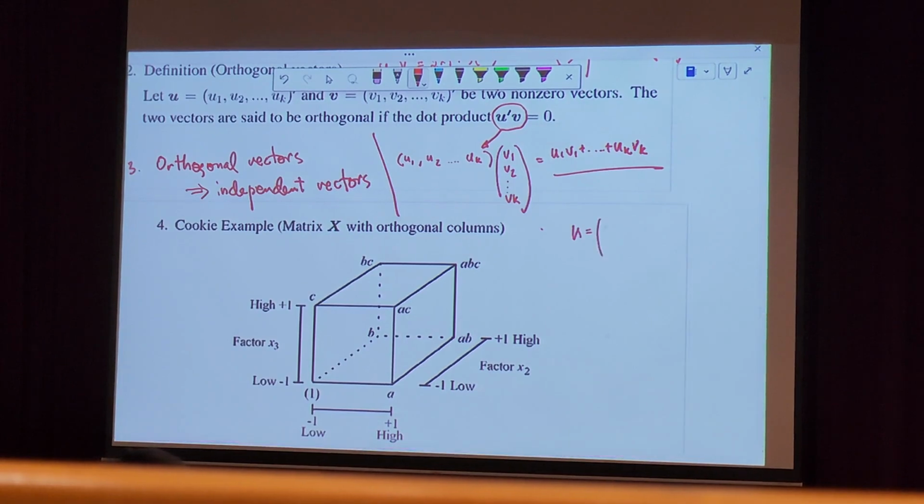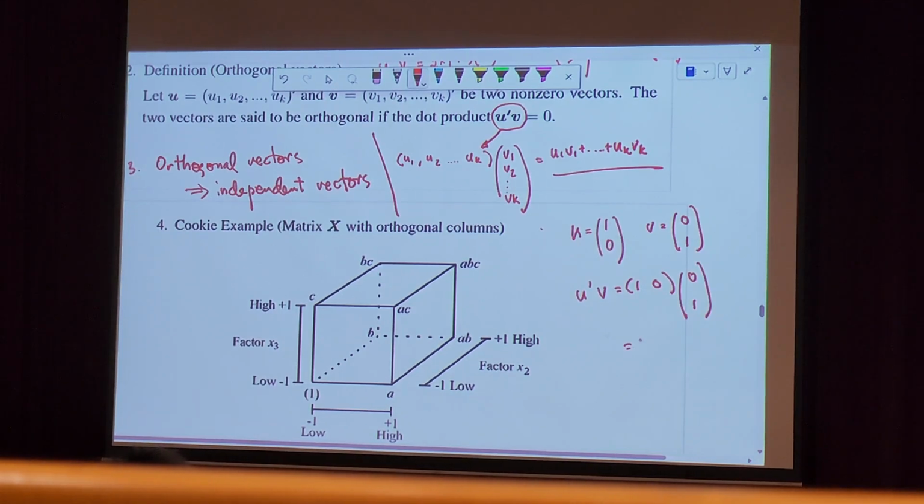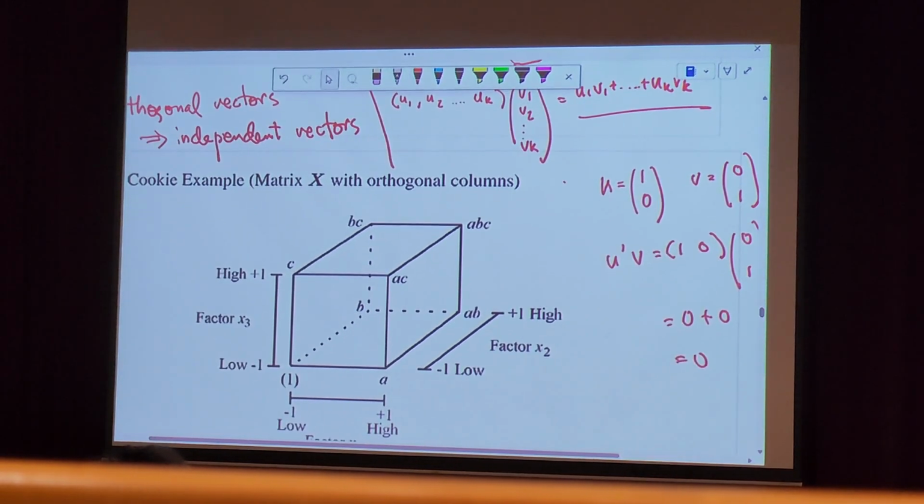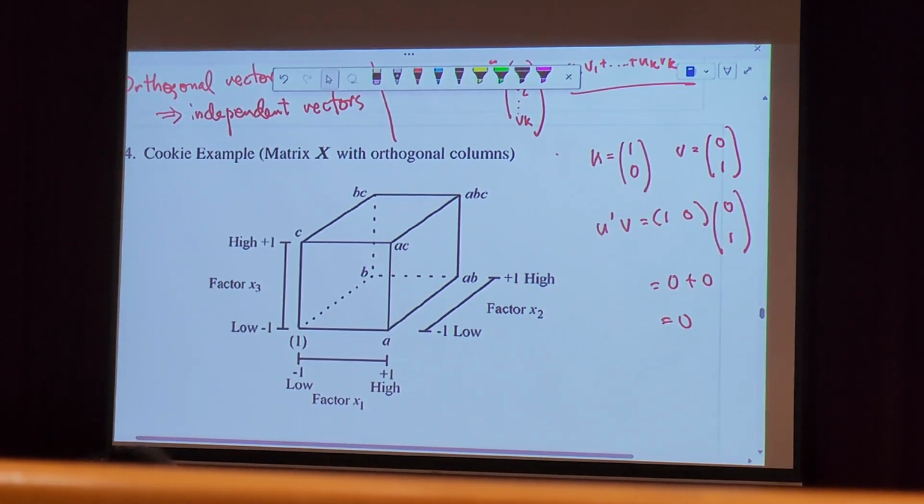U equal to (1, 0), V equal to (0, 1). So U transpose V is 1 times 0 plus 0 times 1, which is 0. So this is orthogonal. You got it? Remember, this will come in handy later.